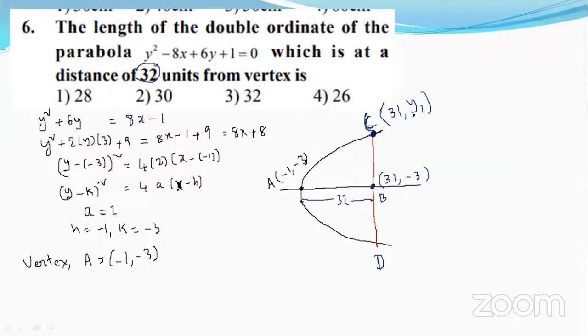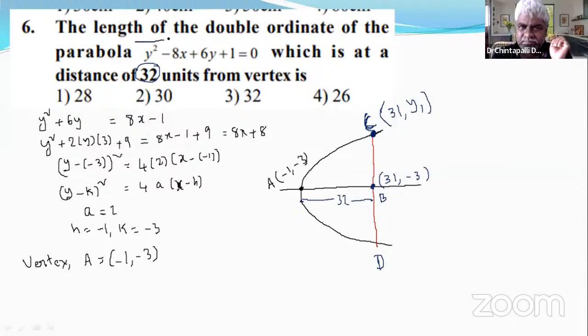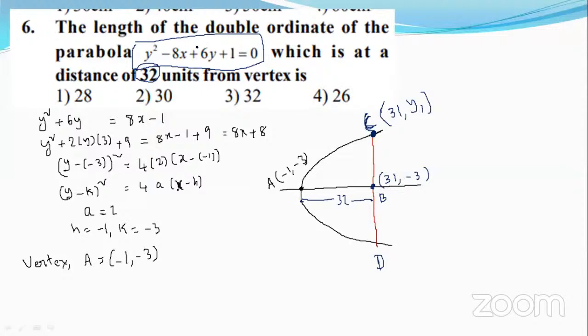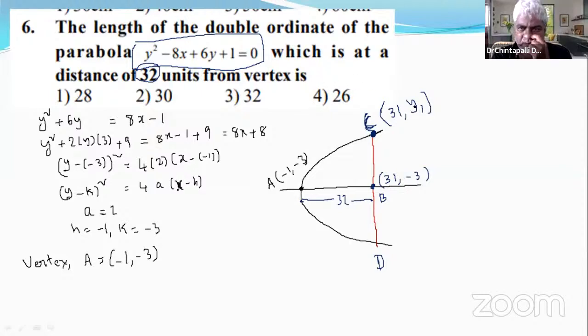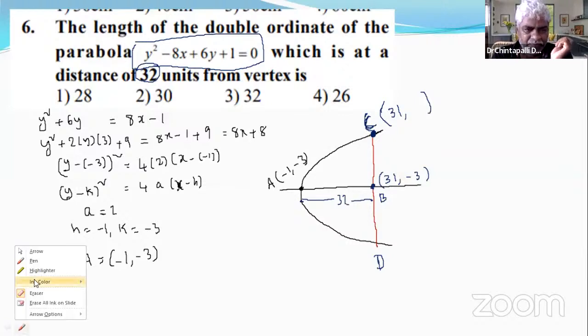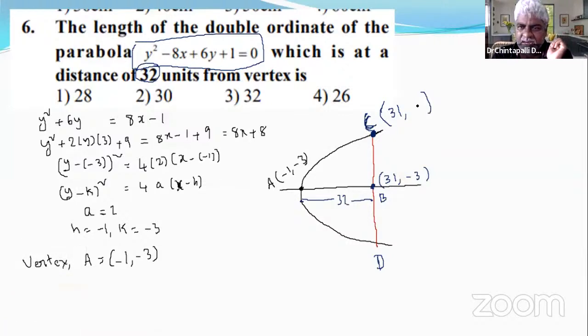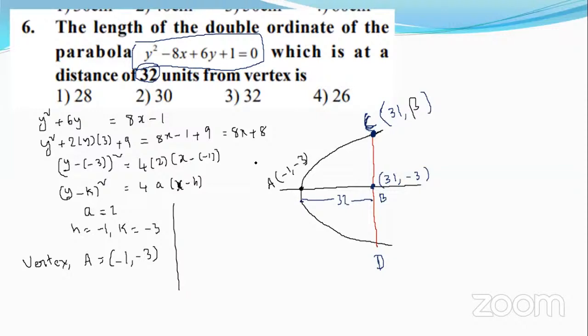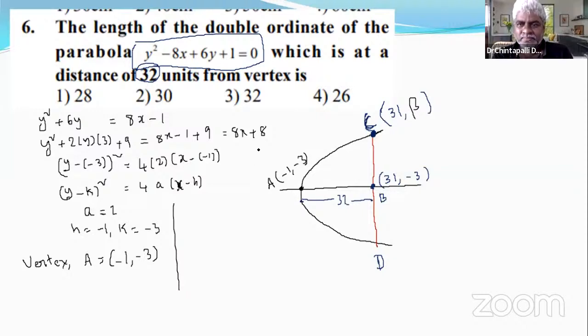Now this point is on this parabola, so it must satisfy the equation. The point is (31, y1), but it's better to call it (31, beta). Let this point be beta. So (31, beta) is satisfied by that equation. Plug in (31, beta) into it.